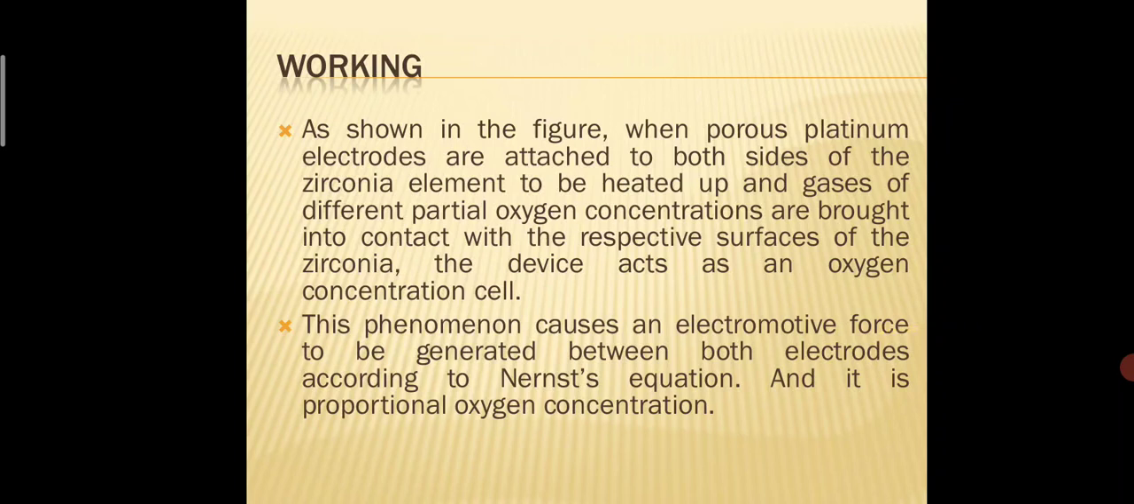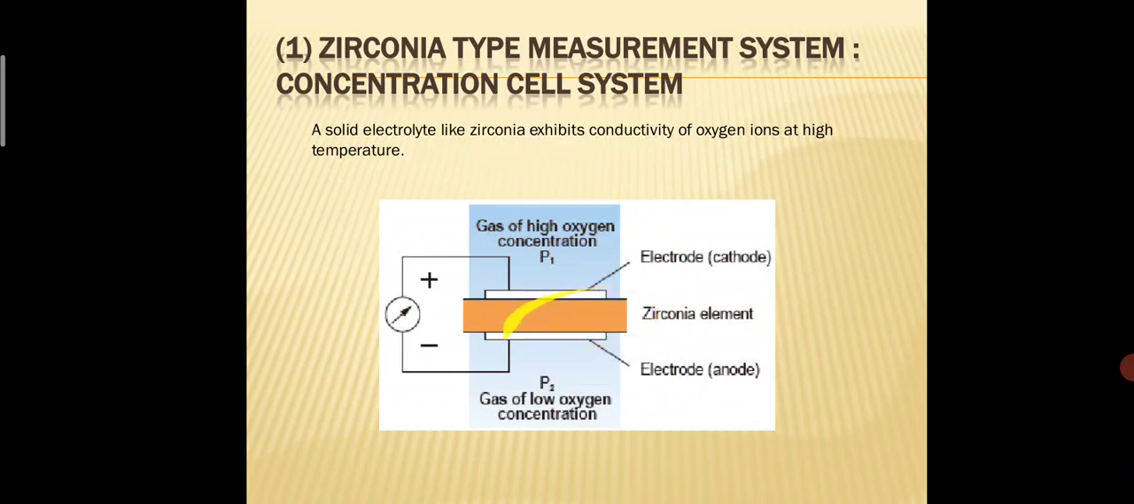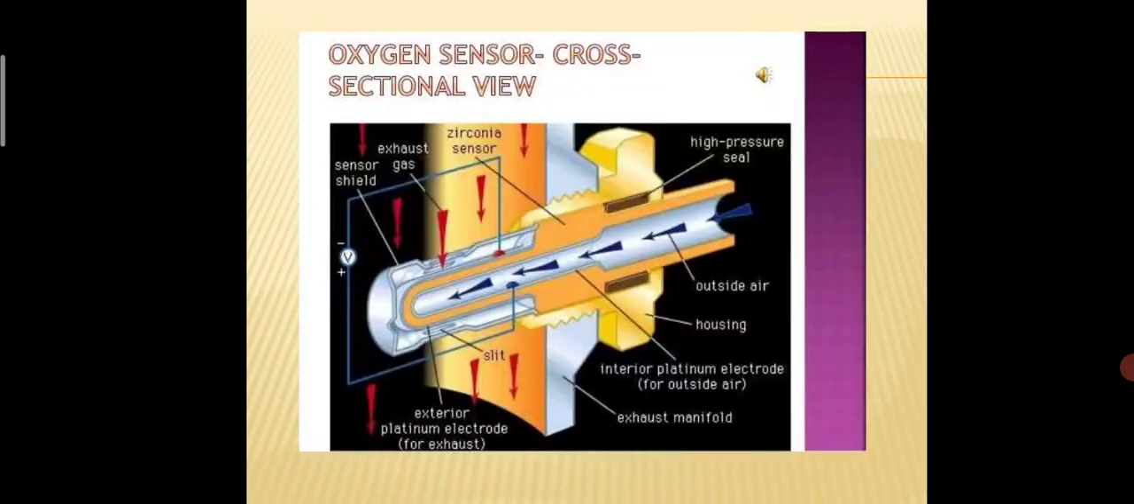As shown in the figure, when porous platinum electrodes are attached to both sides of the zirconia element that is heated up, and gases of different partial oxygen concentration are brought into contact with the respective surfaces of the zirconia, the device acts as an oxygen concentration cell. Here we see a cross-sectional view of this oxygen analyzer. This is the zirconia sensor, and this is the anode and this is the cathode.